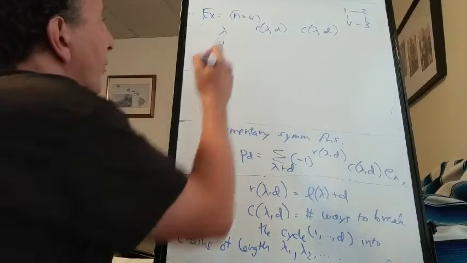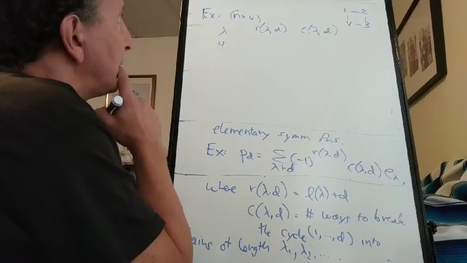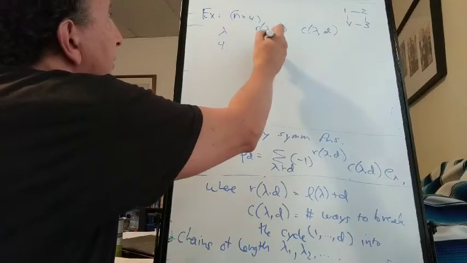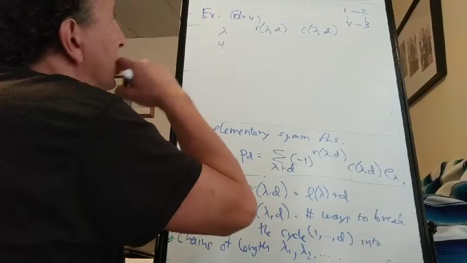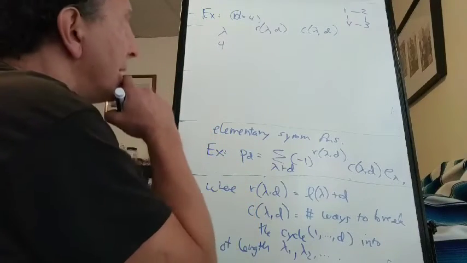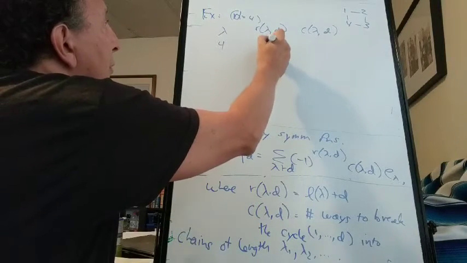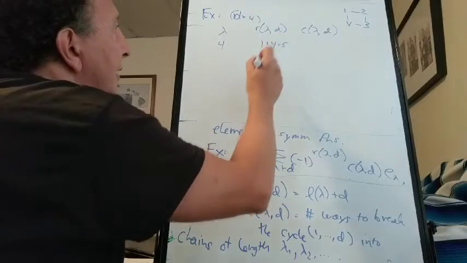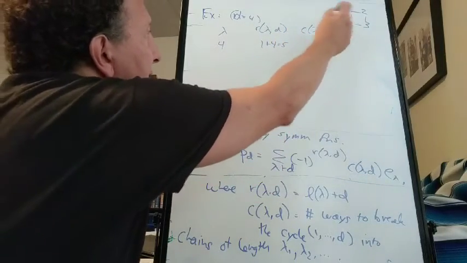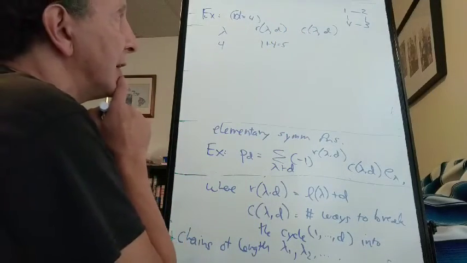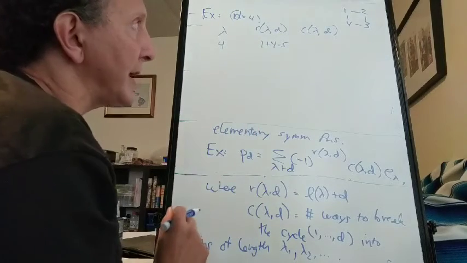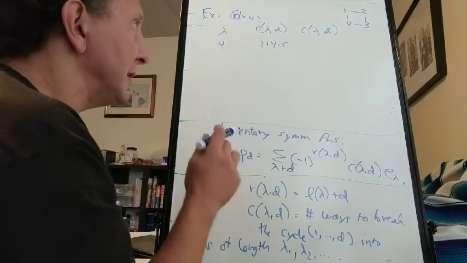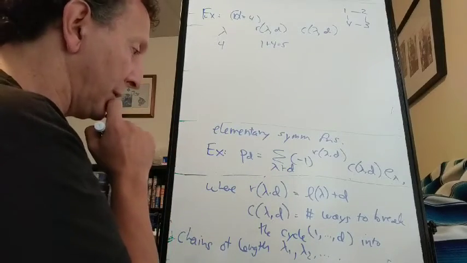So if lambda is 4, and this is d equals 4, the length of lambda is 1. 1 plus 4 equals 5. The number of ways to break this cycle into a single chain of length 4 equals 4, because we're just going to break one edge, and then what's left is going to be a chain of length 4.